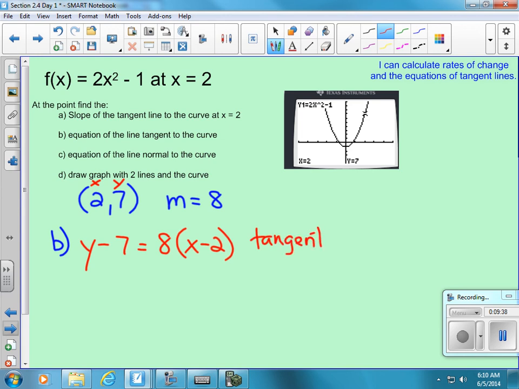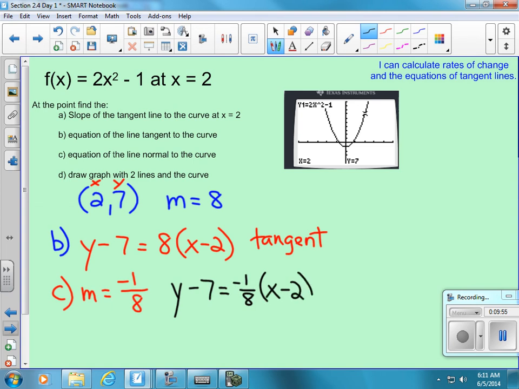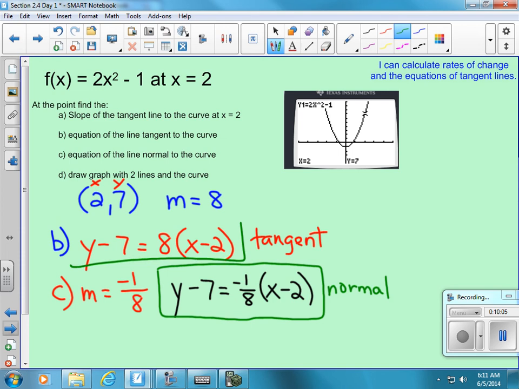Part C says give me a normal line. Now remember, a normal slope is negative 1 over 8, the inverse reciprocal. So this equation of the line is going to be y minus 7 equals negative 1/8 times (x minus 2). And by the way, this is the normal line, and this guy right here was the tangent line.